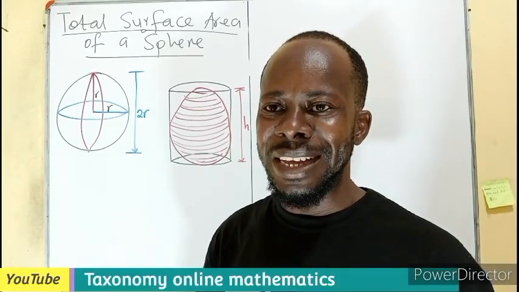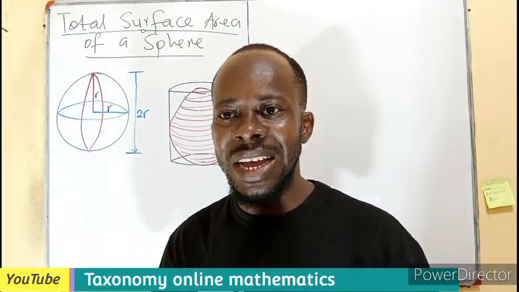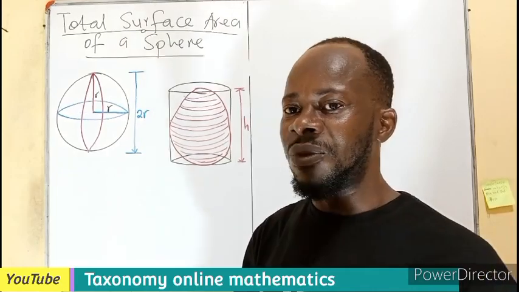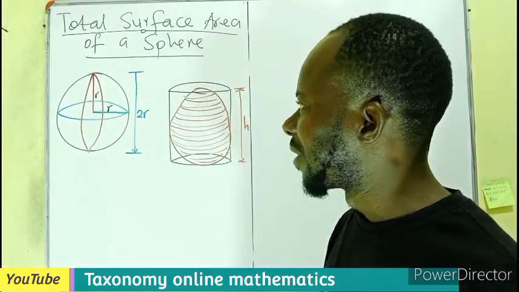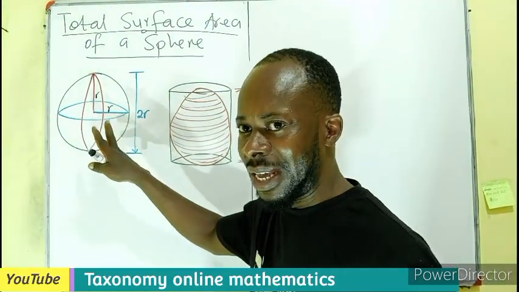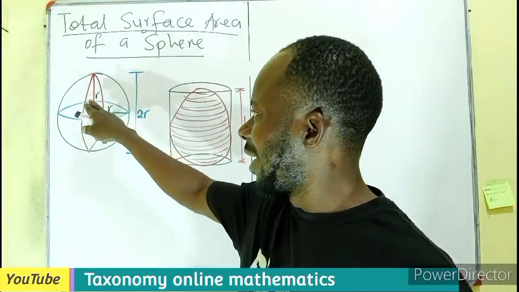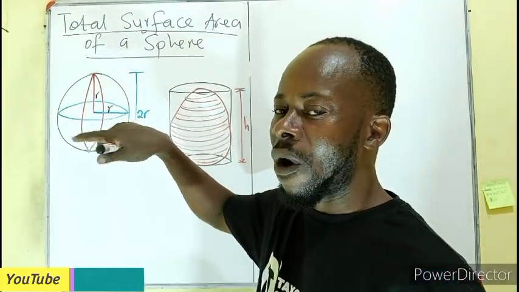Hello, welcome. Let's have a little discussion on the total surface area of a sphere and also that of the curved surface area. Taking this as our sphere, cutting it on the blue line forms a circle.